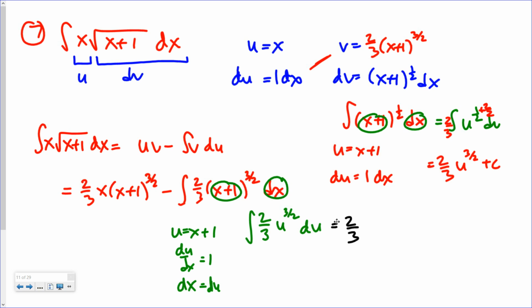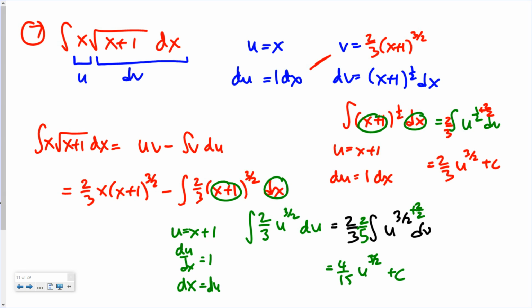I do have to rewrite it. Let me take out the scalar 2 thirds. Okay, it should be an easy reverse power rule or something on my pink sheet. And it is an easy reverse power rule. You add 1 and then divide by 5 halves, which is the same as multiplying by 2 fifths. So this answer here is 4 over 15 u raised to the 5 halves plus C.